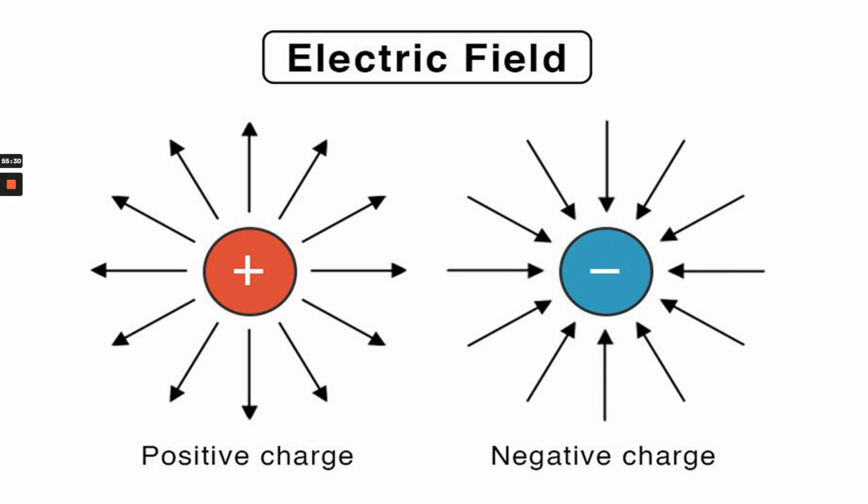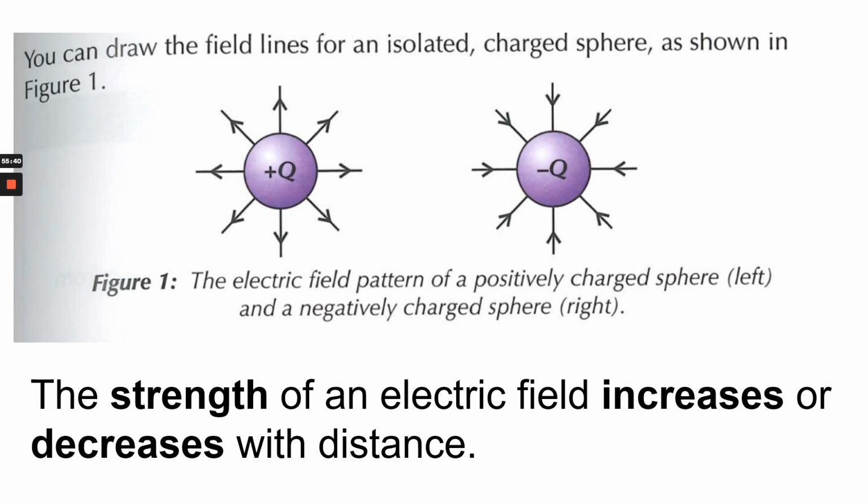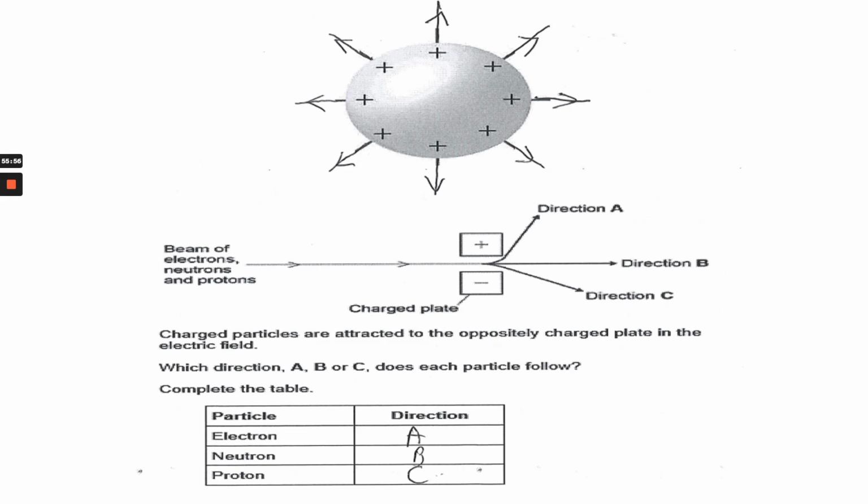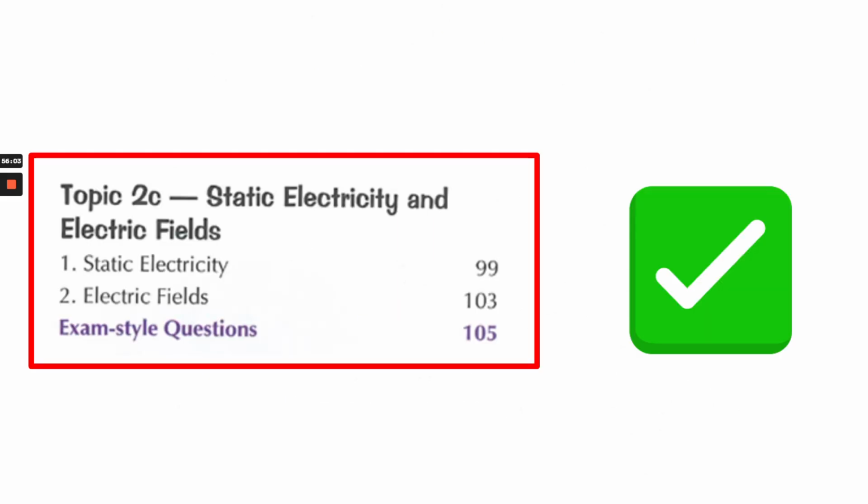You need to be able to draw these field diagrams. Just know that the arrows go outwards for a positive charge and inwards for a negative charge. Again, here's the same thing. And you need to know the strength of an electric field increases or decreases with distance. And here is electrostatic attraction. The field lines attracting each other, or repulsion, they're not allowing each other to go near. And here's a real life exam question with the field lines going outwards and direction of the particles, electrons, neutrons, and protons.